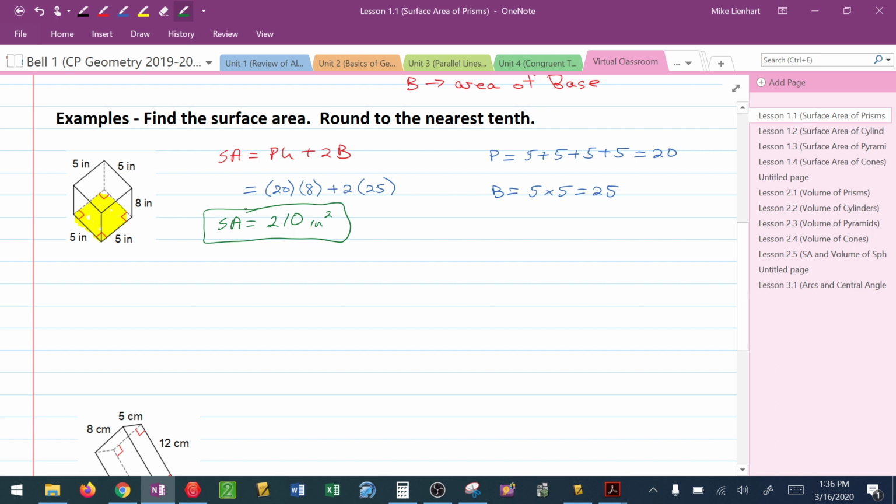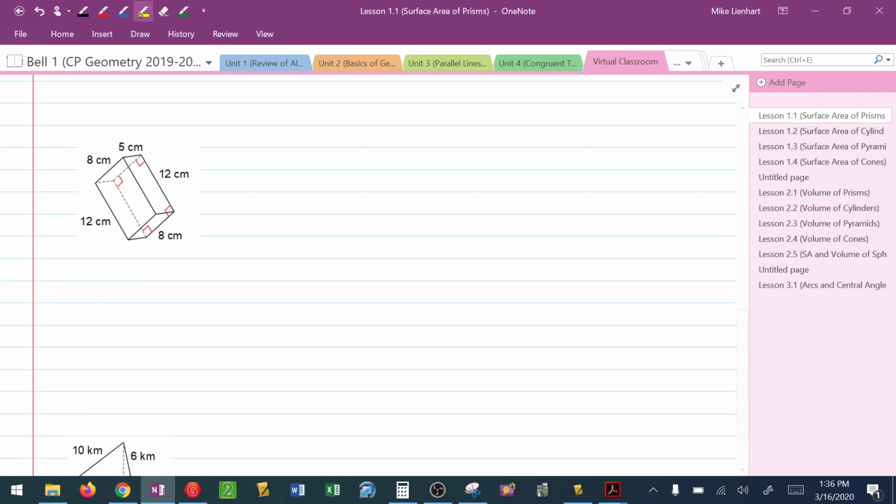For each problem that you do, I expect to see those 3 pieces minimally of work. The perimeter and the base off to the side here, that's entirely up to you, but I would encourage it. All right, so let's look at this next object. The first thing I have to do is figure out who is my base.